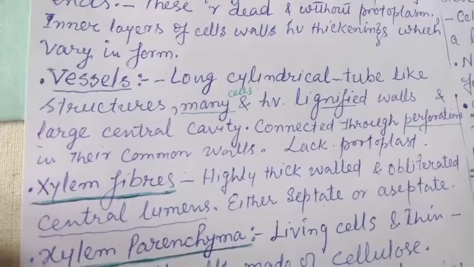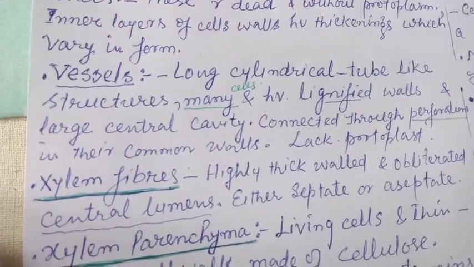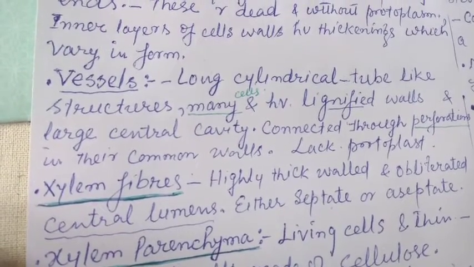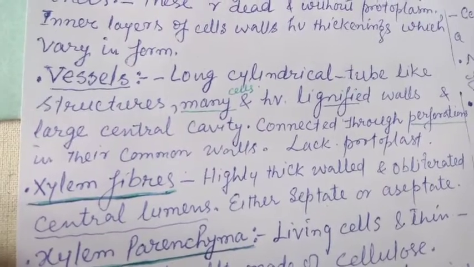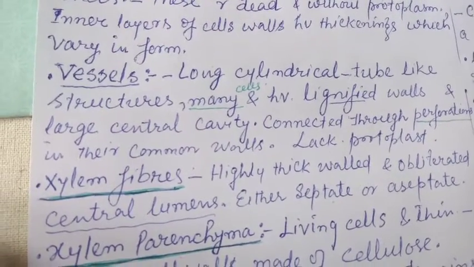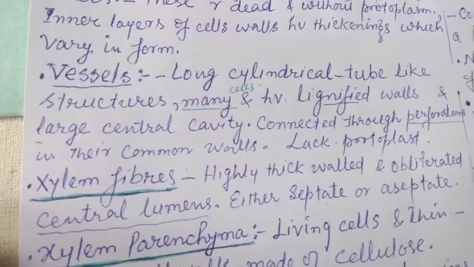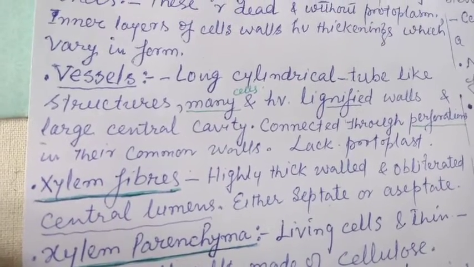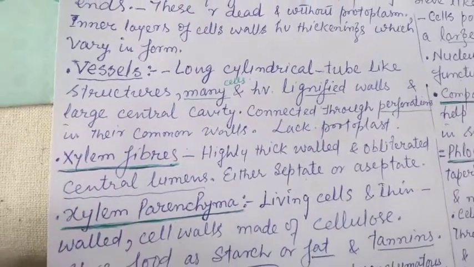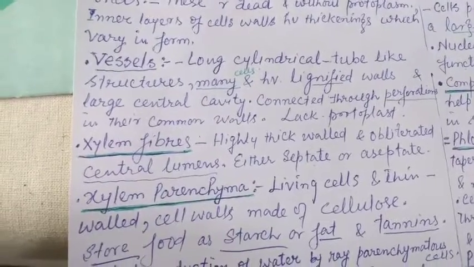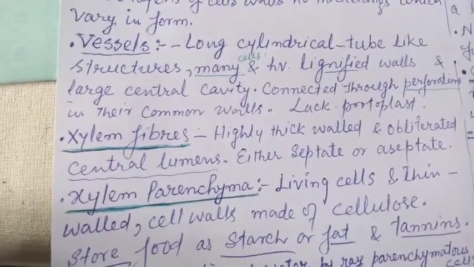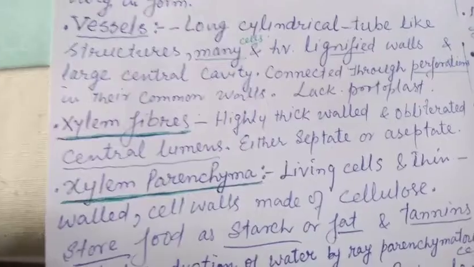Now the vessels are long cylindrical tube-like structures and comprise many cells and have lignified walls with a large central cavity connected through perforations in their common walls, and they lack protoplast. Protoplast is not found in vessels also.